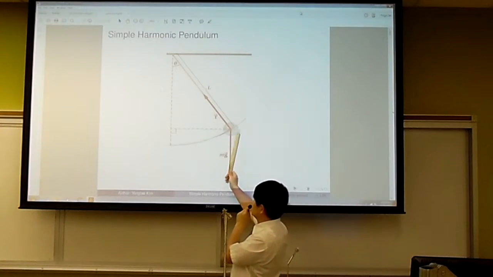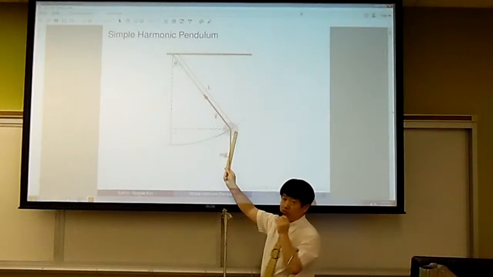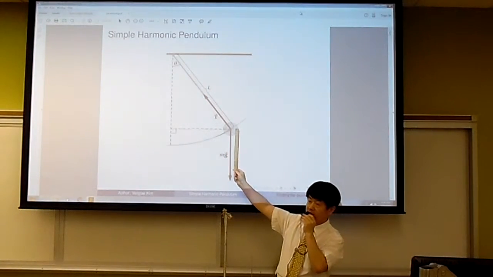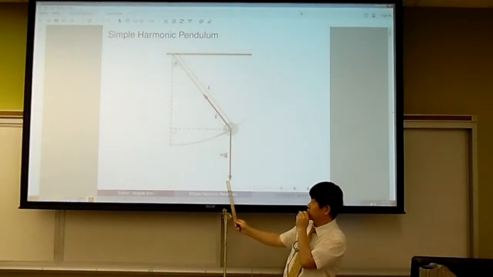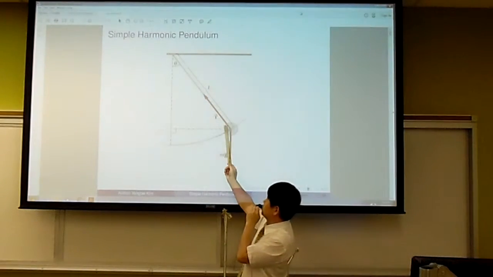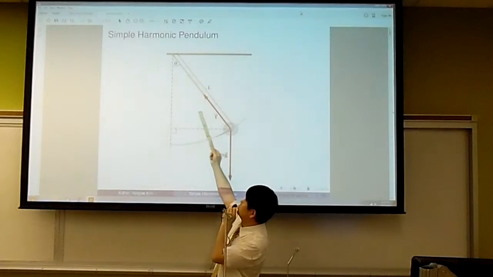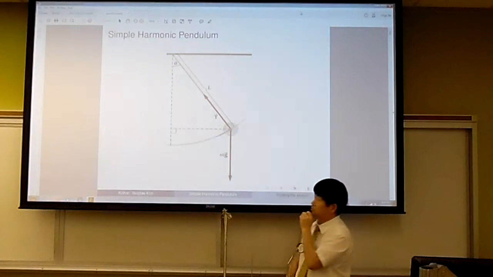To do that, let's draw a diagram like this. We have a mass attached to the string. As long as you have a mass, there is gravity acting on it. So mg straight down to the ground. I call this length of the string, which is equal to the radius of the circular motion, L.